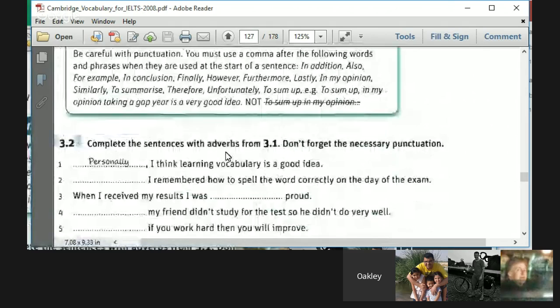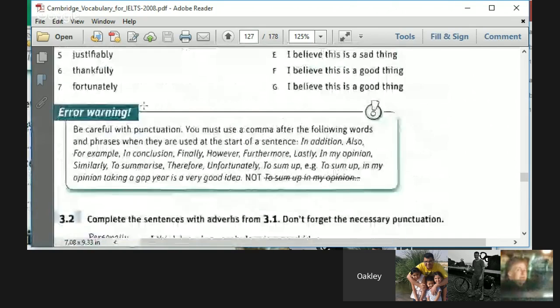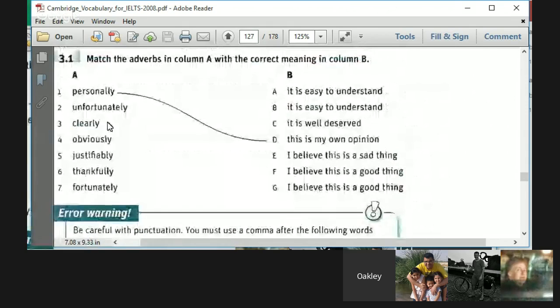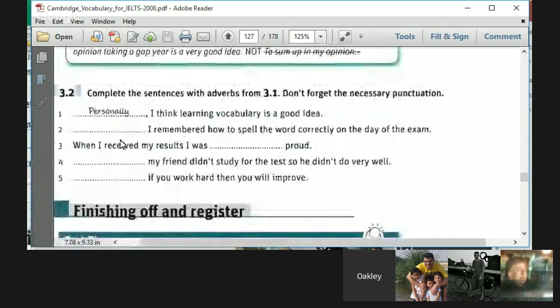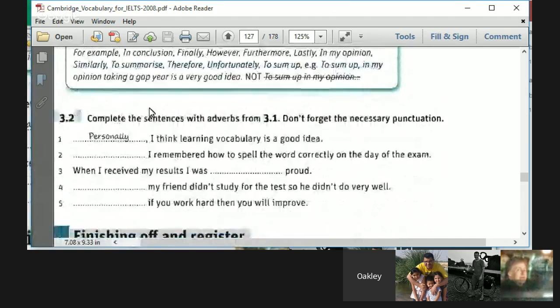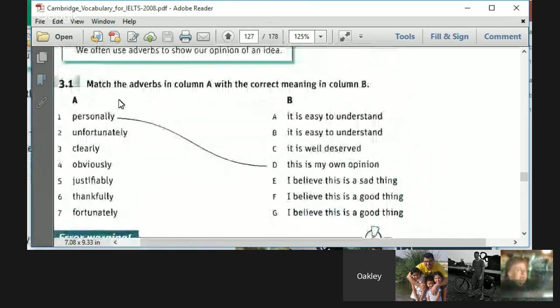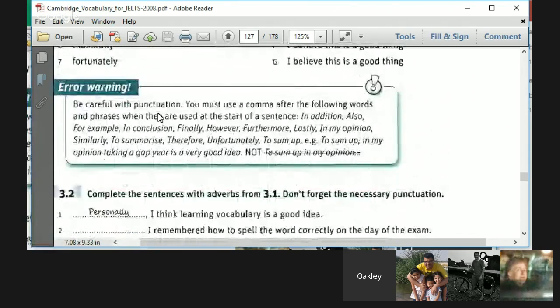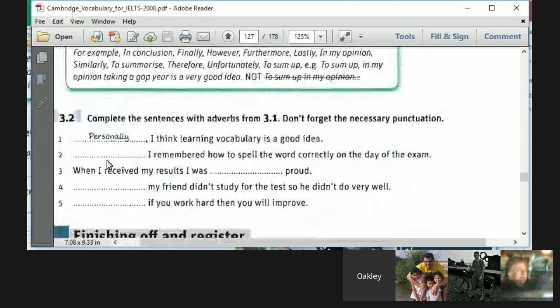Okie doke. And make sure you know which one of these adverbs you could add in this sentence. For example, number 1: Personally, I think learning vocabulary is a good idea. Now, I used the same phrase for many of these, so again, it might be possible to use more than one.